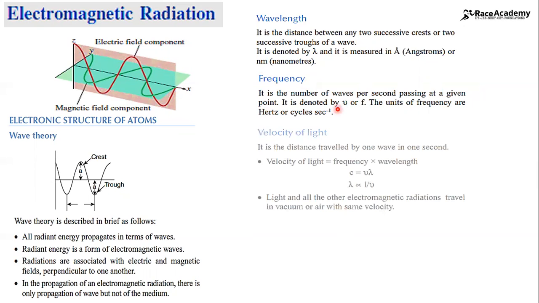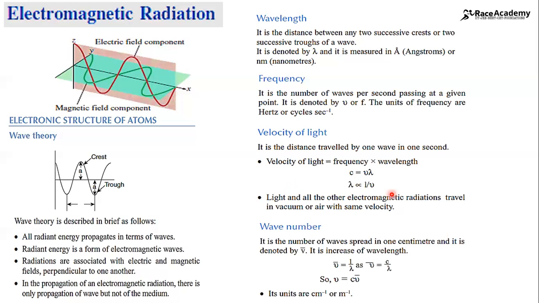Another important property of a wave is the velocity of light. It is the distance traveled by one wave in 1 second, and velocity is equal to frequency times wavelength. Finally, you can write c equals nu times lambda, or lambda equals c by nu. And light and all other electromagnetic radiations travel in a vacuum or in air with the same velocity.